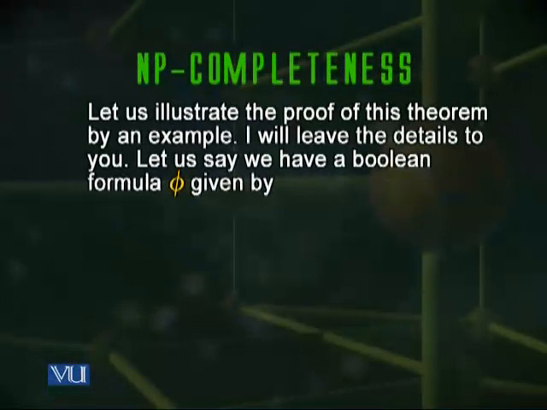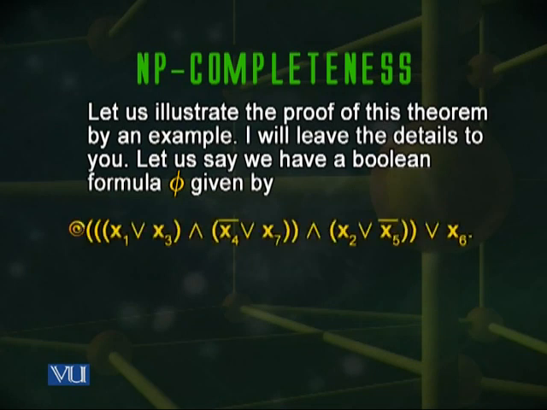Let us illustrate this method by a simple example. I will leave the details to you, but let us say we have a Boolean formula phi, which is given as follows. This formula is not in 3CNF. It is an arbitrary Boolean formula. It says (x1 or x3) ANDed with (x4 bar or x7), and this whole thing is once again ANDed with (x2 or x5 bar), and this AND is then ORed with x6. So this formula is obviously not in 3CNF. There is no way to recognize clauses in it, and it's an arbitrary formula.